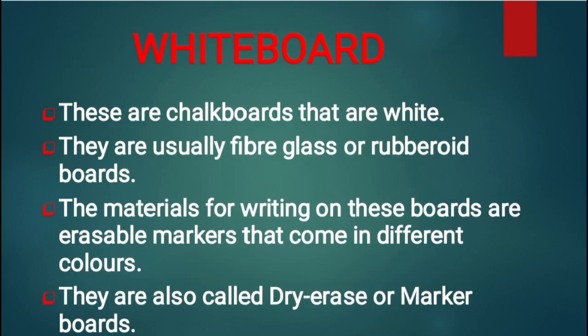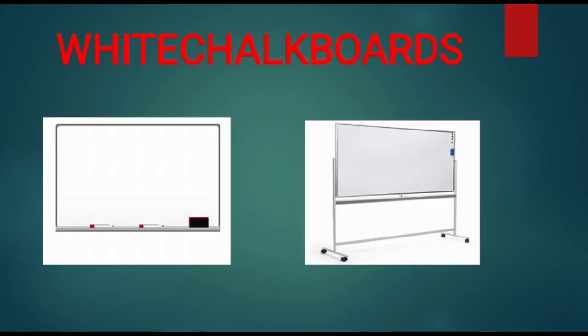Then we have the whiteboard. That's another type of board, the whiteboard. The whiteboard is any chalkboard that is white. They're usually made of fiberglass or rubber. The writing material we have on the whiteboard is not the usual traditional chalk, which is made of calcium sulfate, but we have what we call the dry erase markers and so on and so forth. So they are also called dry erase or marker boards because we also use those materials on them.